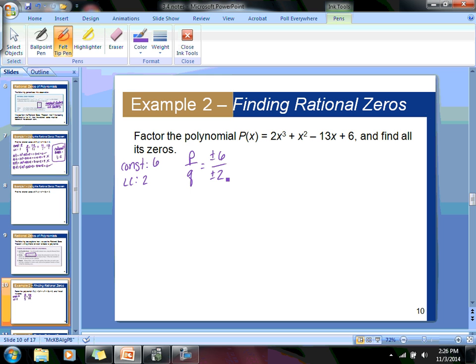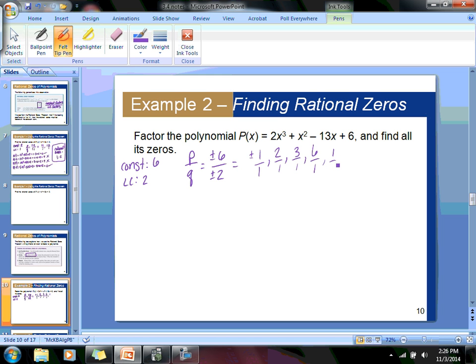Okay, and now to get my list, I need all the factors of 6 over all the factors of 2. So I'm going to have, let's see, the factors of 6 would be 1, and the first factor of 2 would be 1. So I'll have 1 over 1, and then I would have 2 over 1, and 3 over 1, and then I would have 6 over 1. So those are all my factors of 6, 1, 2, 3, and 6, over my first factor of 2. My factors of 2 are 1 and 2. Okay, so I just put all the factors of 6 over 1. Now I'm going to go through and I'm going to put all the factors of 6 over 2.